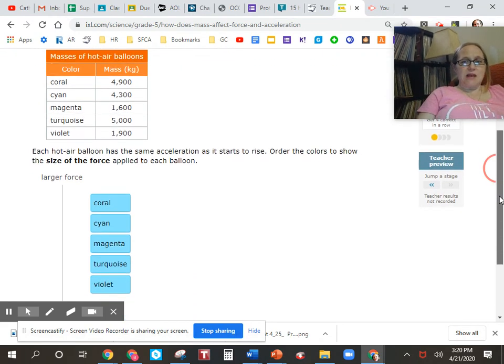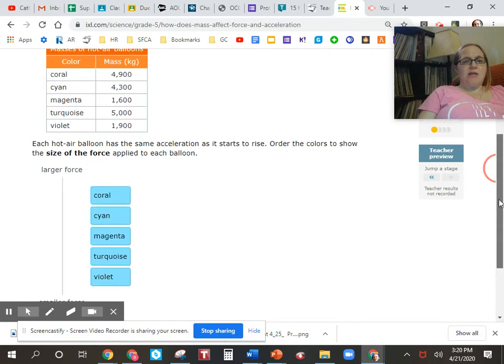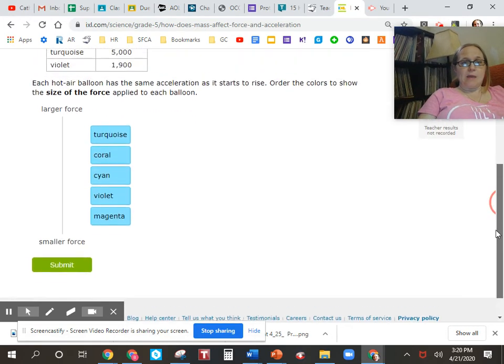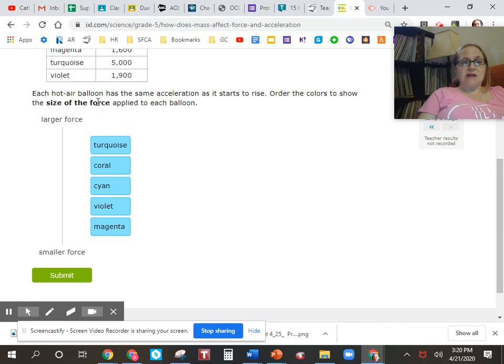So I want to see if they want to have the same acceleration, what is the size of the force that needs to have? So the biggest mass is coral. I'm going to put that one at the top. Cyan, or no, actually it's turquoise. That one has the largest mass. It's going to need a really big force in order to make that move. Coral, and then cyan, and looks like violet, and then magenta. Okay, so this time we're looking for the size of the force. So the bigger the mass, the bigger the force we're going to need.